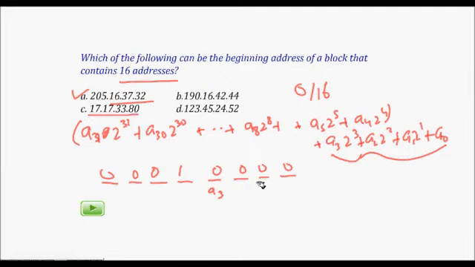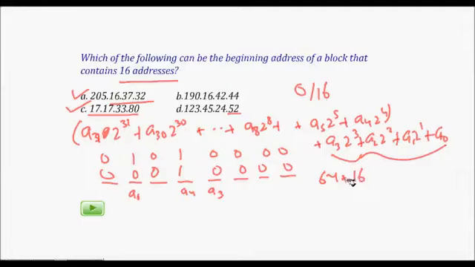This number 80, let's try to see, 80 is 64 plus 16. So here it will become 64, this is A6, this will become 1, and 16 is 2 to the power of 4. Again the last 4 bits are all 0, so this will also be divisible by 16.